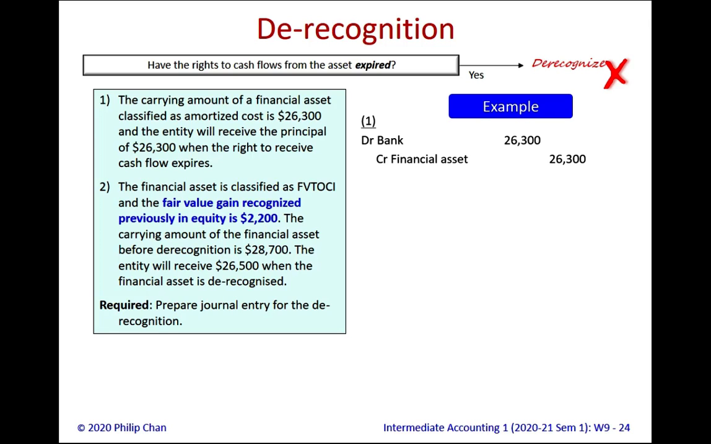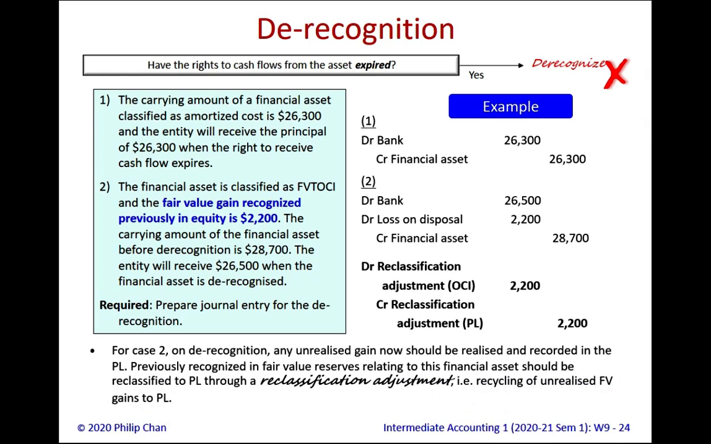In the second example, if you classify the financial asset as fair value through OCI, and previously you have recognized some fair value gain in equity, which means you are now reporting those fair value gains in the fair value reserves equal to 2,200, right? And the carrying amount of the financial asset before derecognitions is in fact 28,700, and the entity will receive 26,500 when the asset is derecognized. So what would you do then? Well, let's deal with the money that you receive. You receive 26,500, and then you credit the financial asset by 28,700. The difference must be a loss on disposal.